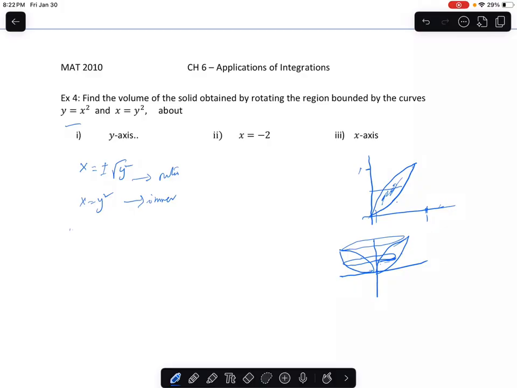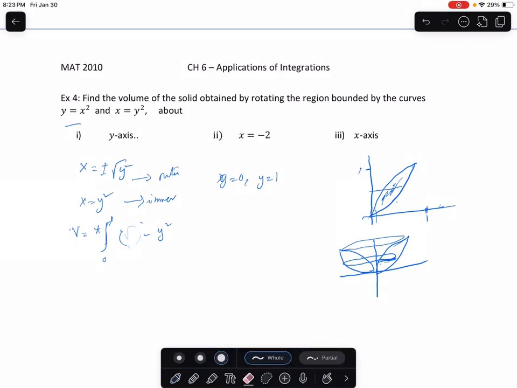So our volume will be equal to pi into, okay, sorry, you can see that we have x is equal to 0, y is equal to 0, and y is equal to 1. These are our bounds. So the integral from 0 to 1 of square root of y whole square minus y square whole square, dy.